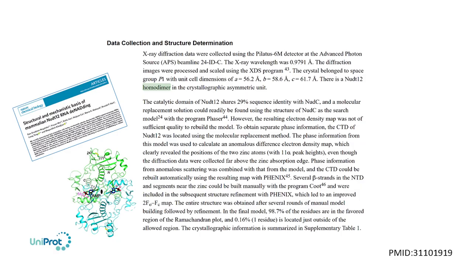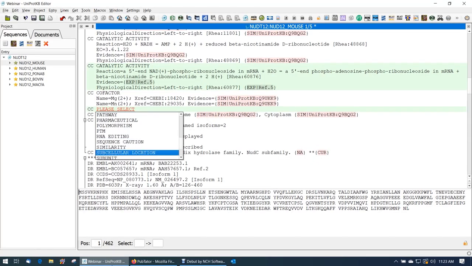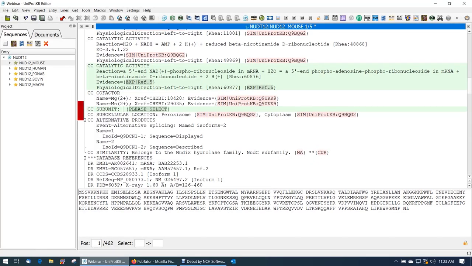The authors have determined the 3D structure of the protein and provide information about the quaternary structure of the protein, which is a homodimer. This type of information is stored in the subunit section. As before, the new quaternary structure information, homodimer, is tagged with a link to the source and to the fact that there is experimental evidence.